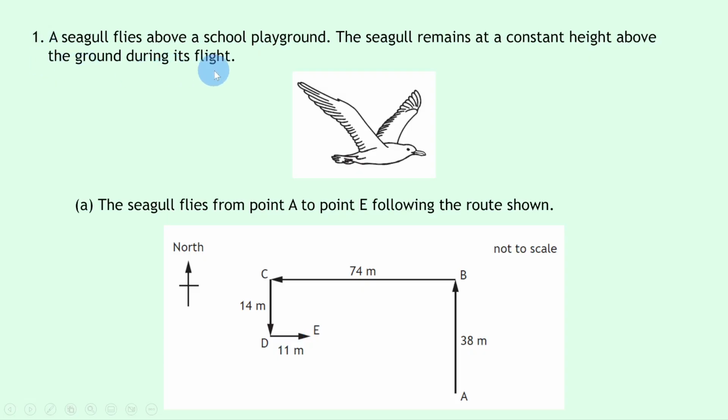Question 1 says a seagull flies above a school playground. The seagull remains at constant height above the ground during its flight. Part A says the seagull flies from point A to point E following the route shown. So it goes 38 metres from A to B, 74 metres from B to C, 14 metres from C to D, and then 11 metres from D to E.